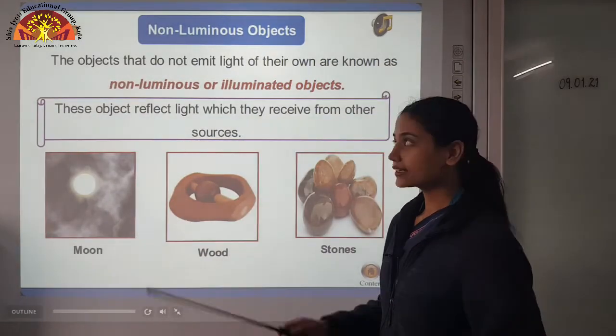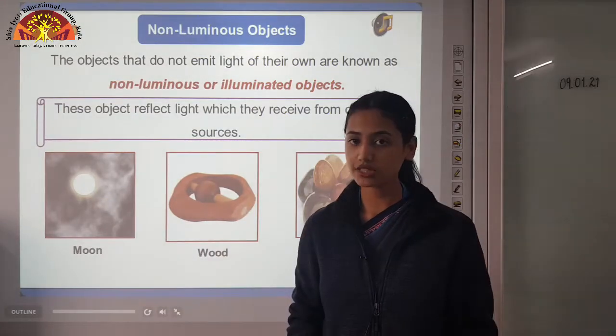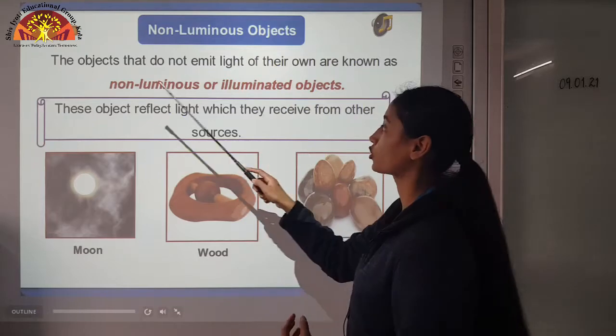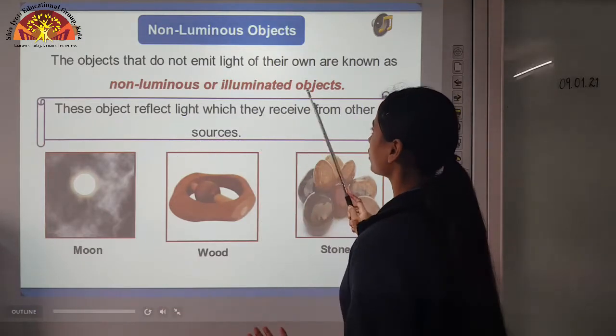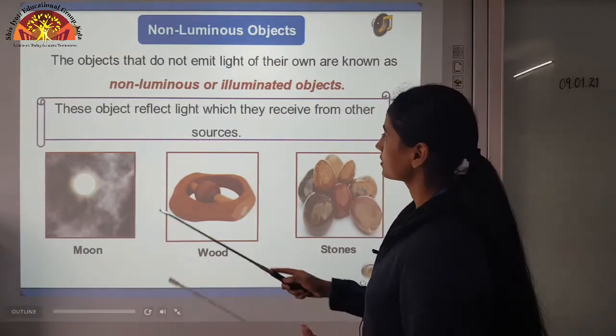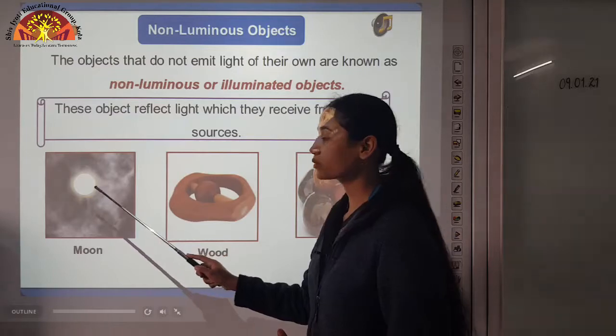Then the other category is non-luminous objects. The objects which do not emit light. The objects that do not emit light of their own are known as non-luminous or illuminated objects, like us. We are non-luminous objects. These objects reflect light which they receive from other sources, like the moon.